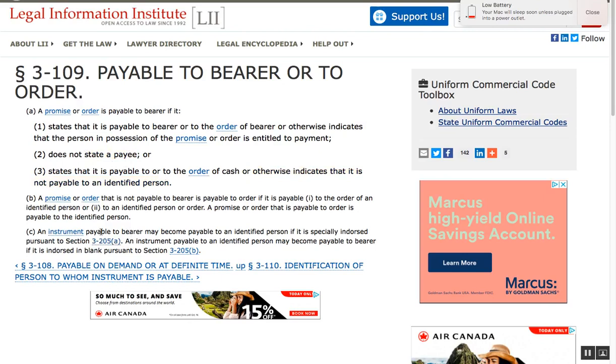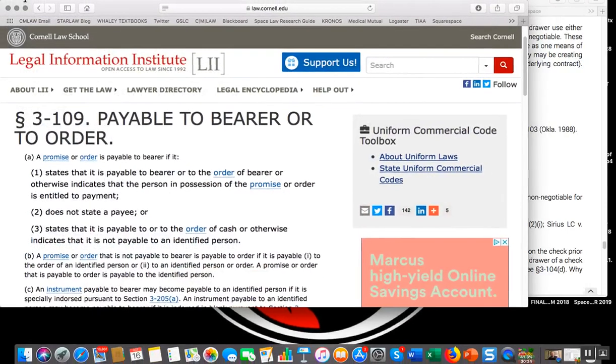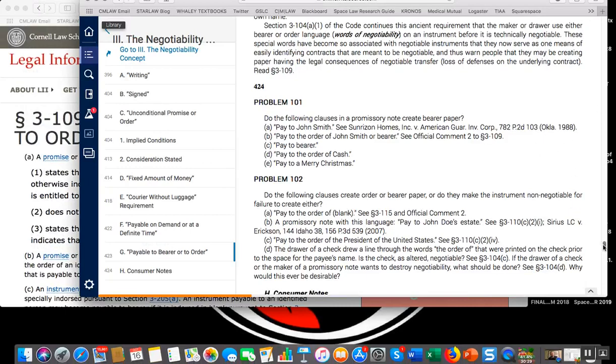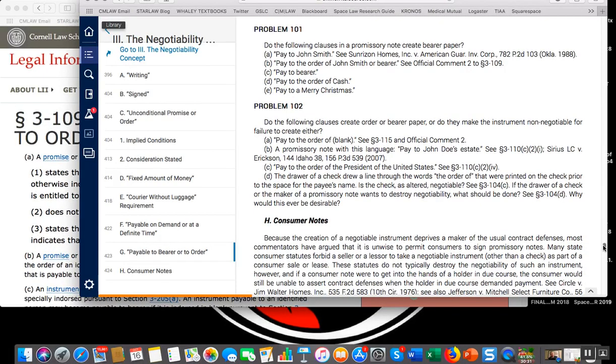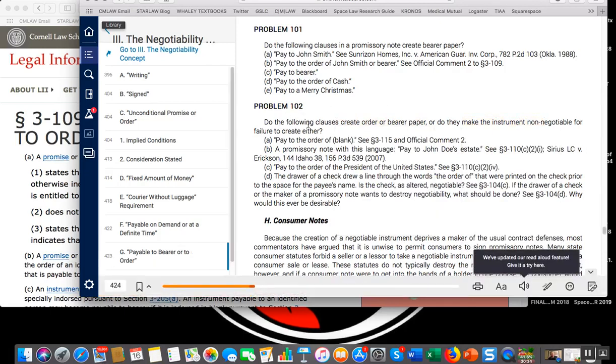An instrument payable to any, let's see, okay, that's not too interesting. So those are the things I wanted you to be aware of. And let's go back now to the problems and see where we stand. We are at problem 102 to wrap up this part of our course. Do the following clauses create order paper, bearer paper, or do they make the instrument non-negotiable for failure to create either?